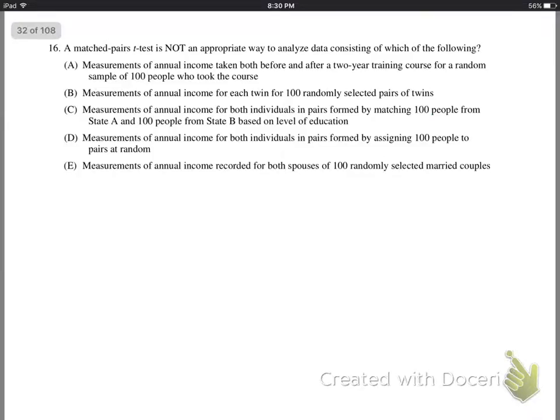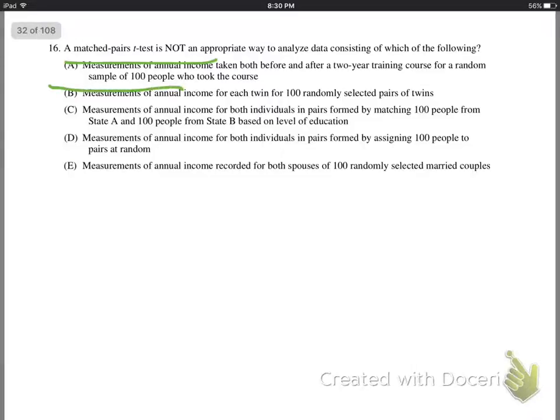Okay, so let's talk about this. And this is mainly about matched pairs. And remember, matched pairs, there has to be a common characteristic. All right, so anything that's before or after, that is definitely a matched pair. So it's not A. Measurements of annual income for each twin. Okay, each twin, that's a common characteristic, okay?